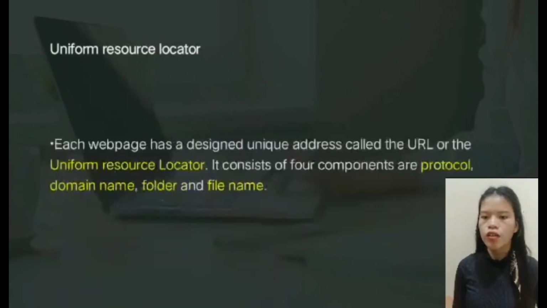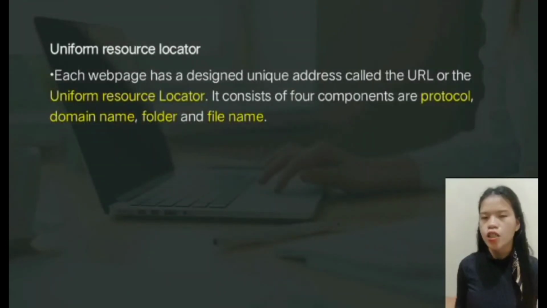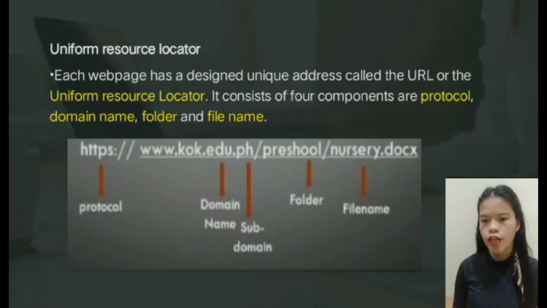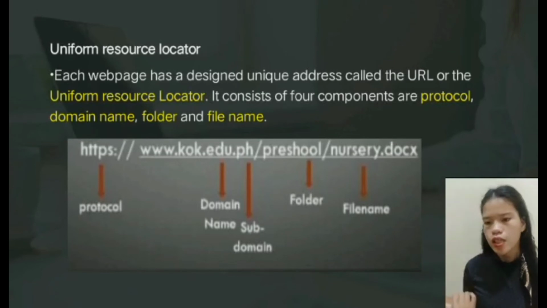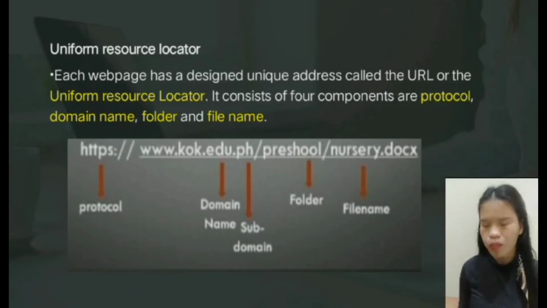Next is Uniform Resource Locator. So what is Uniform Resource Locator? Each web page has a designated unique address called the URL or the Uniform Resource Locator. So this is the example of the URL. It consists of 4 components, namely the protocol, domain name, folder, and the file name.